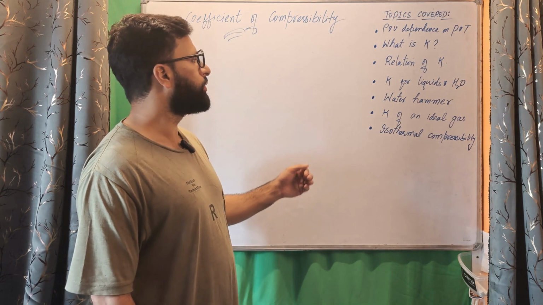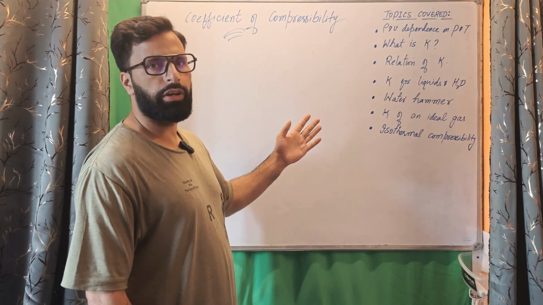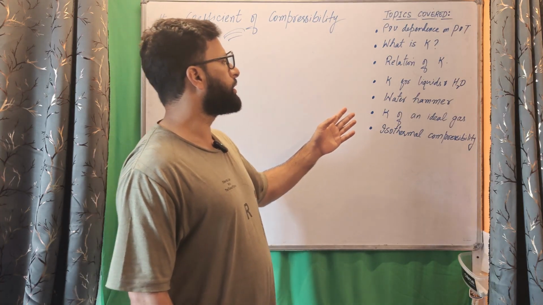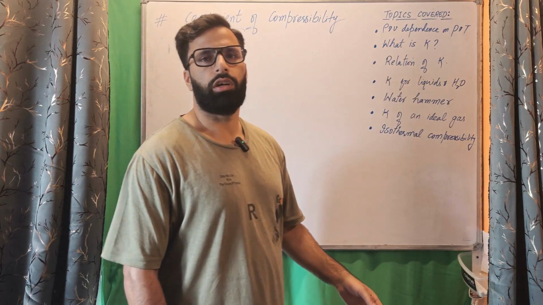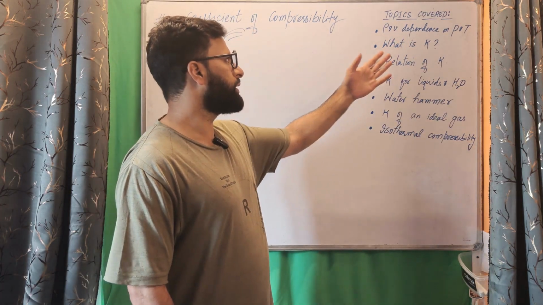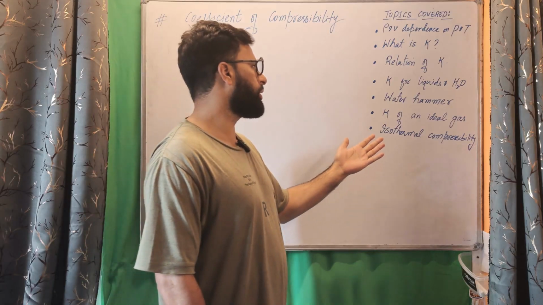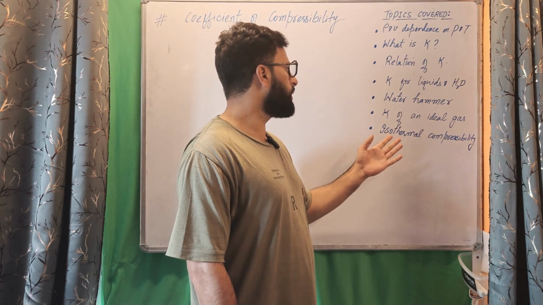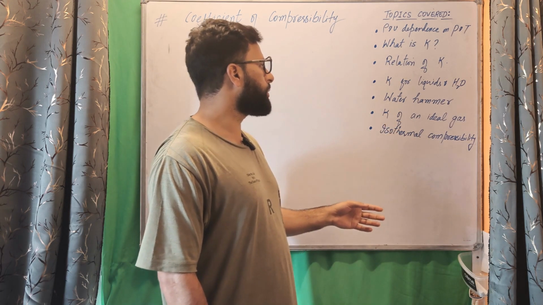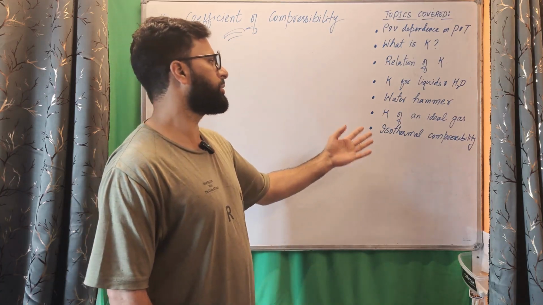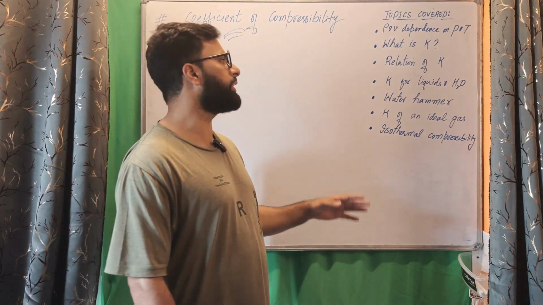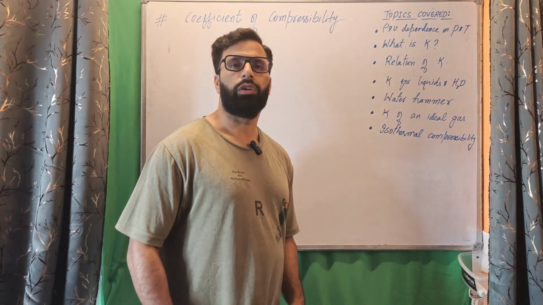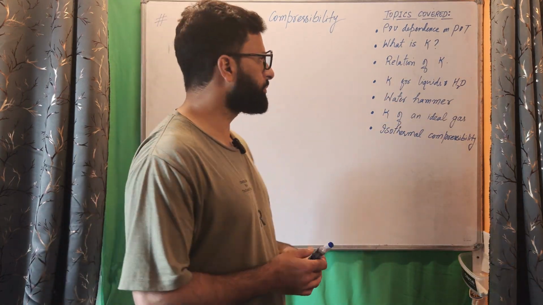After that we will move on to a phenomenon that is shown by the dependence of density or volume on pressure. This dependence results in a natural phenomenon called water hammer, and we will move on to the coefficient of compressibility of an ideal gas, and what is isothermal compressibility, which is also related to kappa. So let us begin.